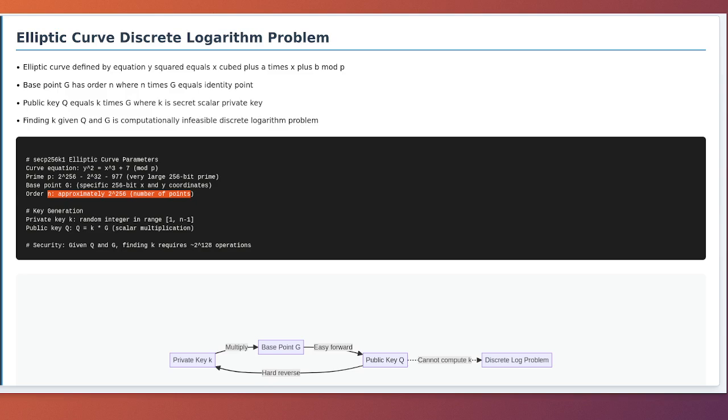In a zero-knowledge proof of knowledge of discrete logarithm, the prover wants to convince the verifier that they know the value k such that Q equals k times G, without revealing k itself. This is exactly what we need for many cryptographic protocols. For example, in authentication, you want to prove you know the private key corresponding to a public key, without revealing the private key. In ring signatures, you want to prove that you know a private key corresponding to one of several public keys, without revealing which one. Zero-knowledge proofs give us the mathematical tools to accomplish these goals.